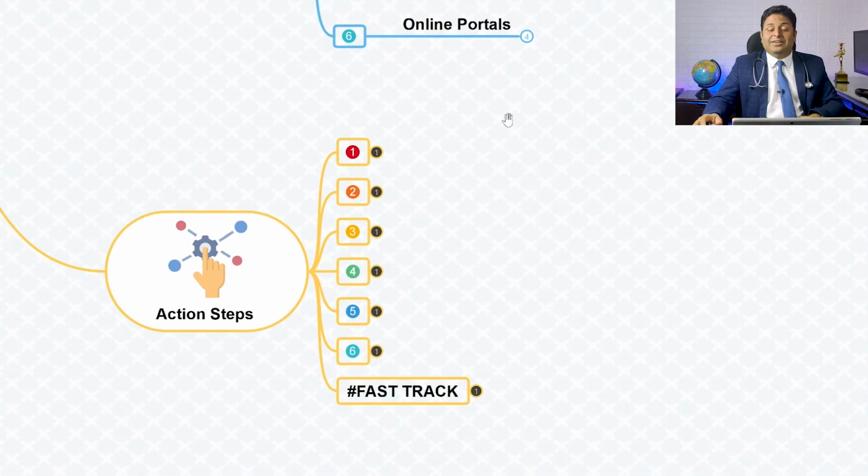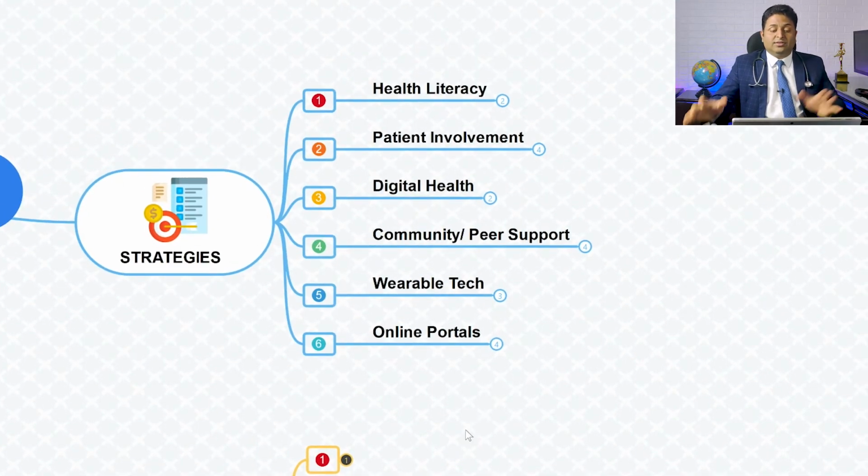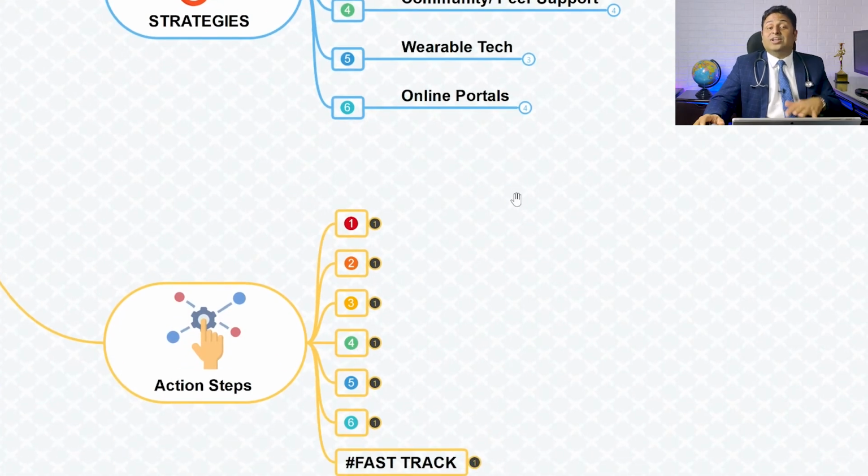Okay, now we looked into what the strategies are. One is health literacy, patient involvement, digital health, community and peer support, wearable technology, and online portals. Those are the six things we discussed as strategies. How can you do it? Now the question is how to implement this, right? Very easily. And these are the action steps you have to take.